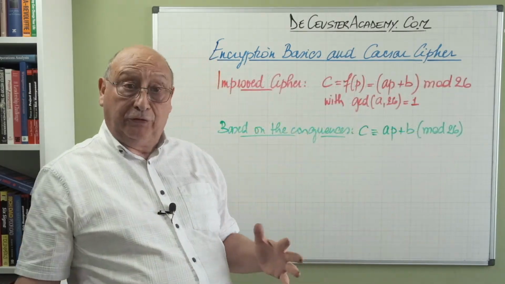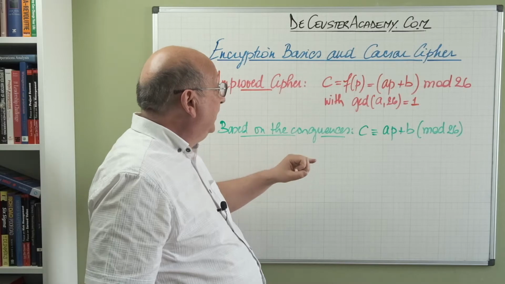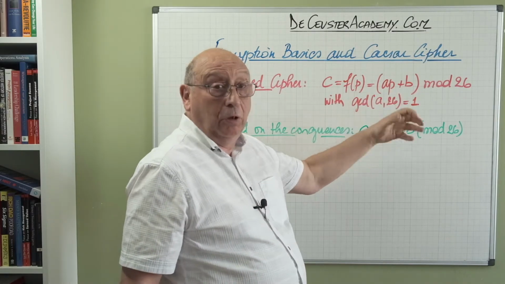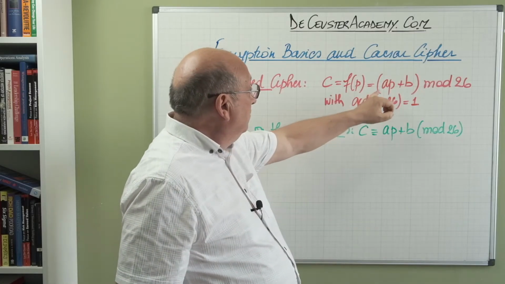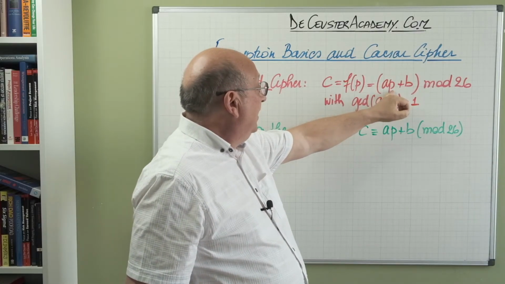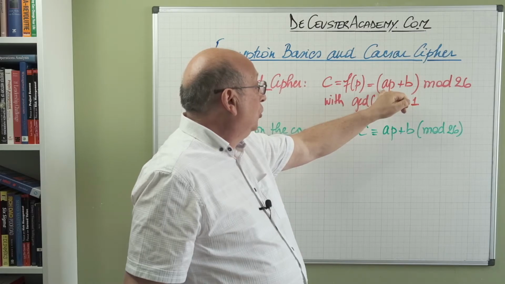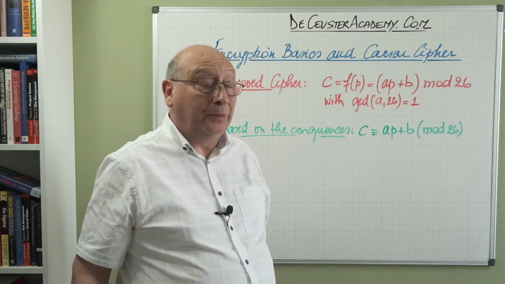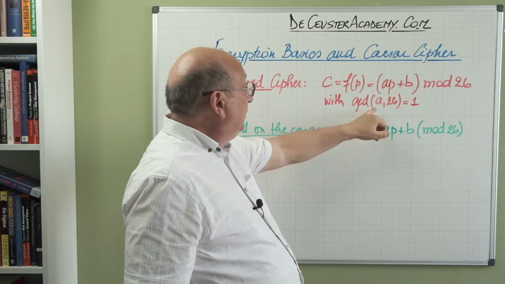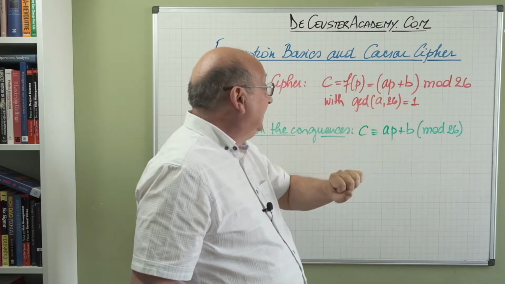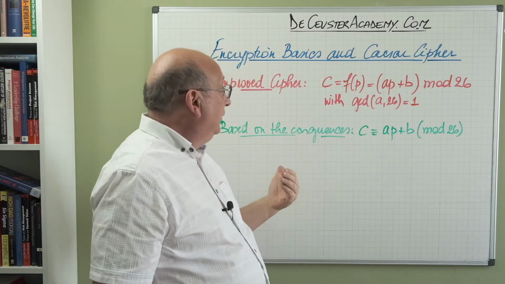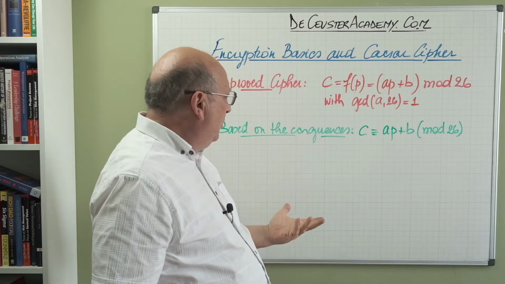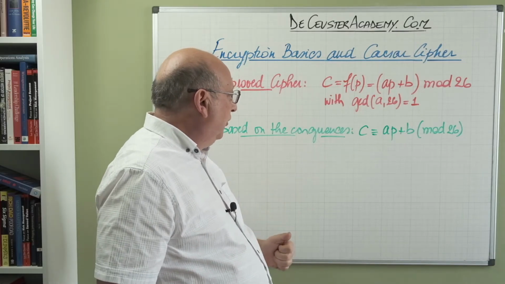Now we have an improved cipher, and that improved cipher is not only adding a number but is also multiplying. So we multiply the initial value P with the coefficient a, we add b and then calculate modulus 26, and the GCD of a and 26 is equal to 1. So a and 26 are relatively prime, and we're going to use this in the following approach.